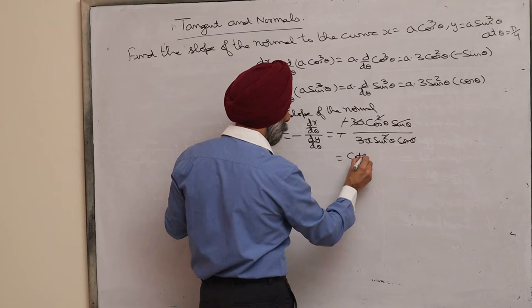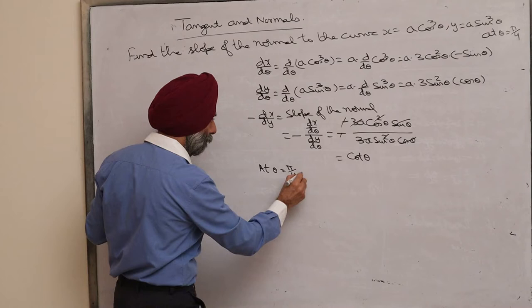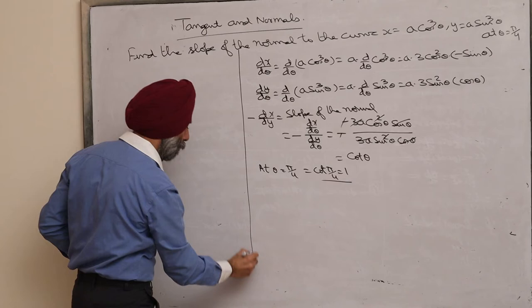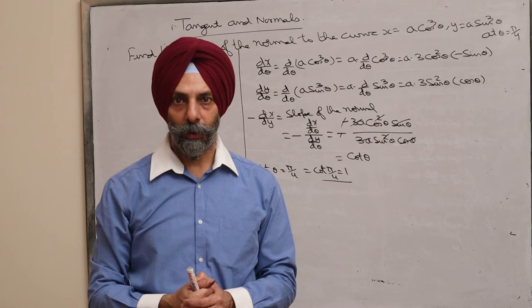So at theta is equal to pi by 4, this is cot pi by 4, which is equal to 1 here. So slope of the normal to the curve, the curve being written in the parametric form, comes out to be equal to 1.